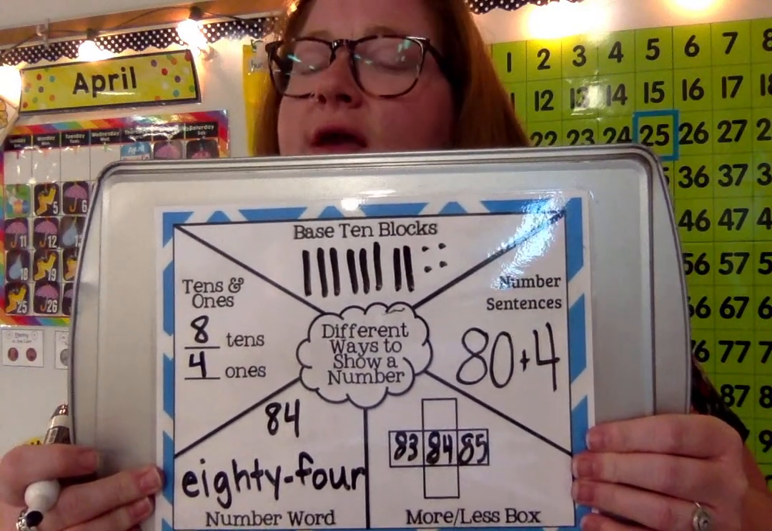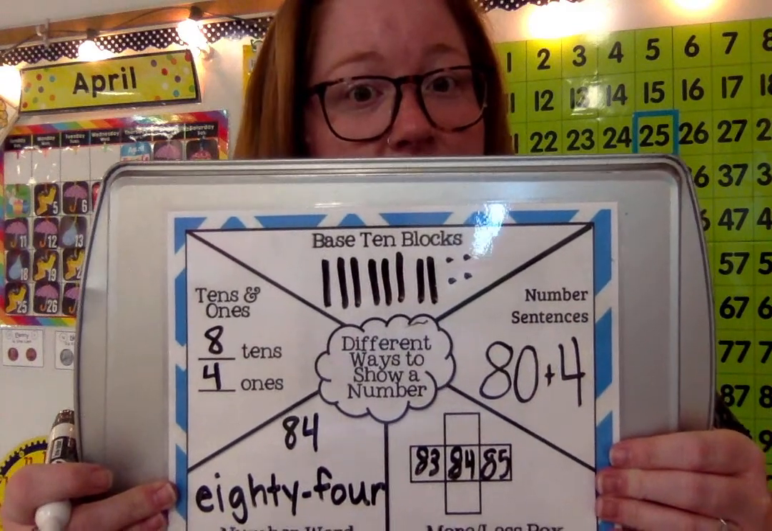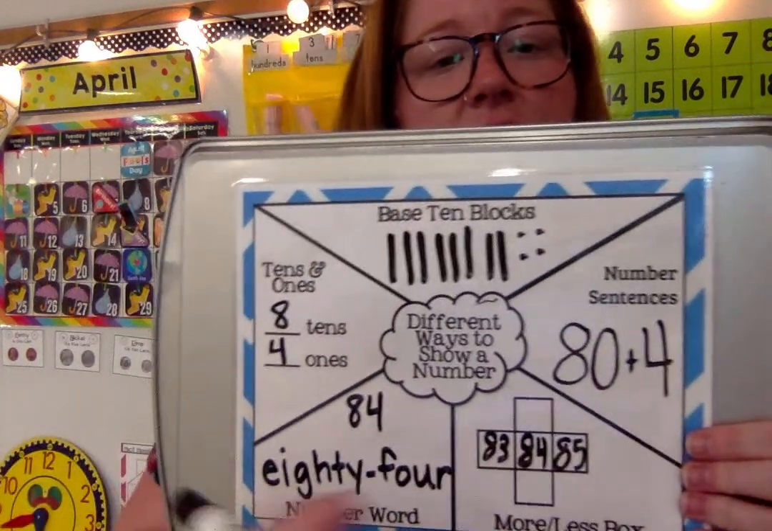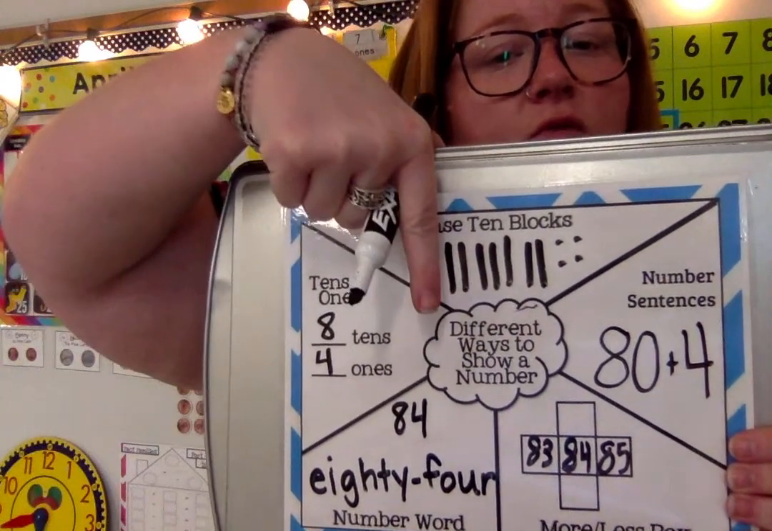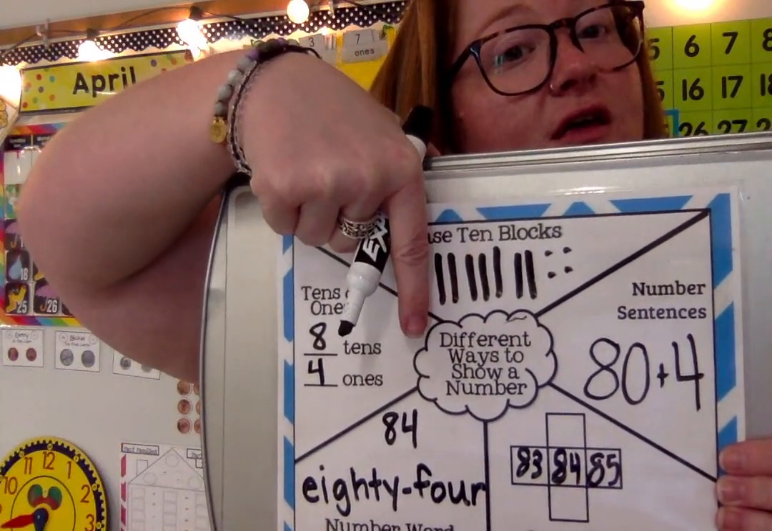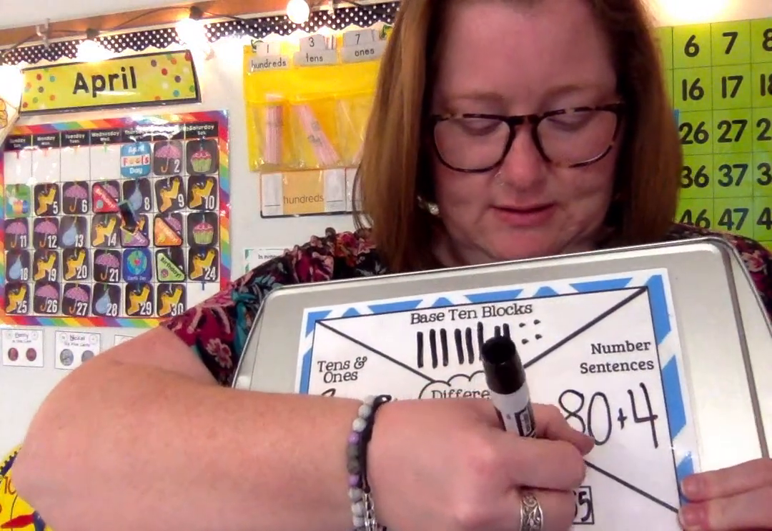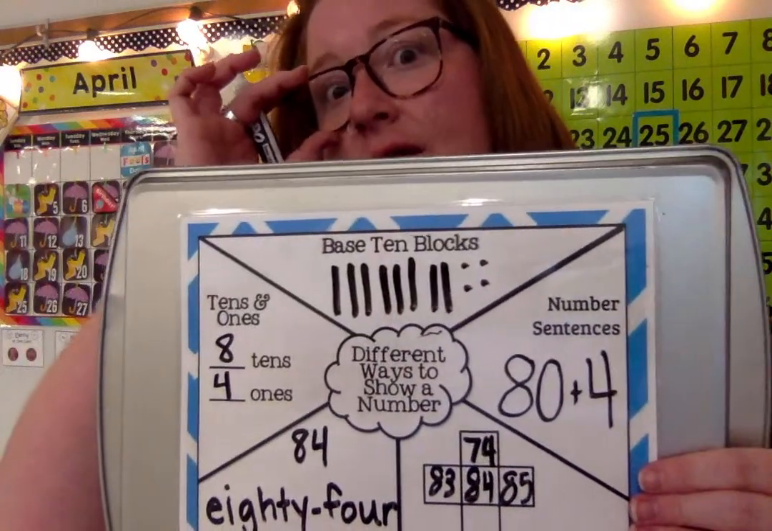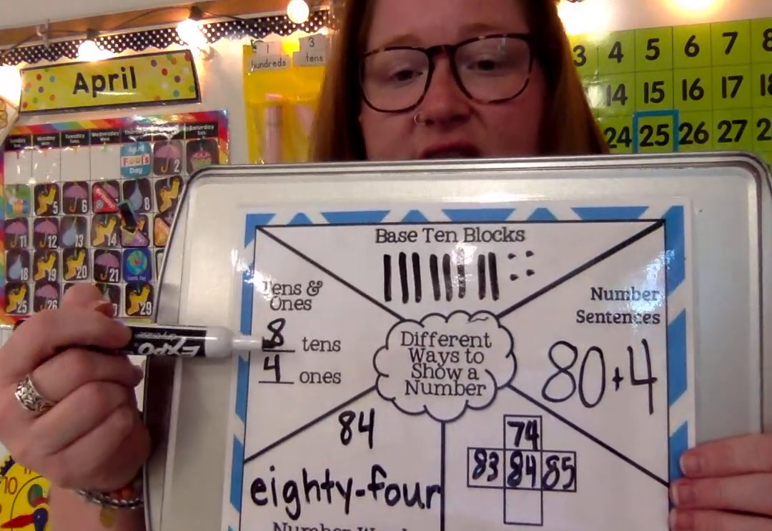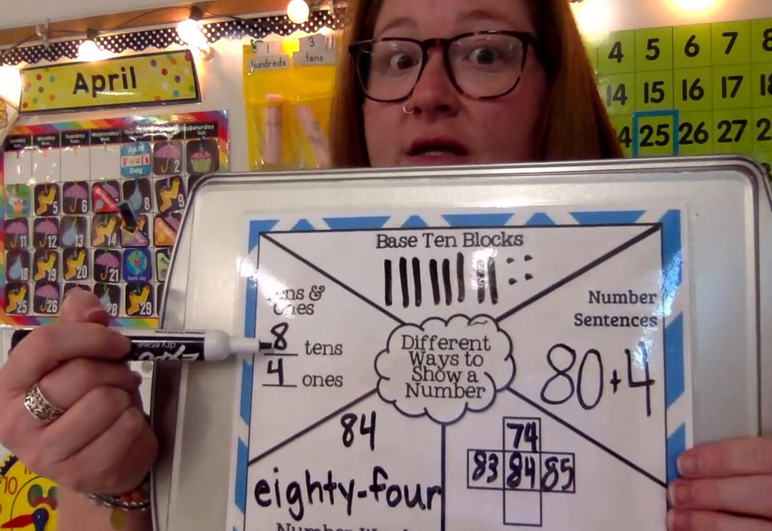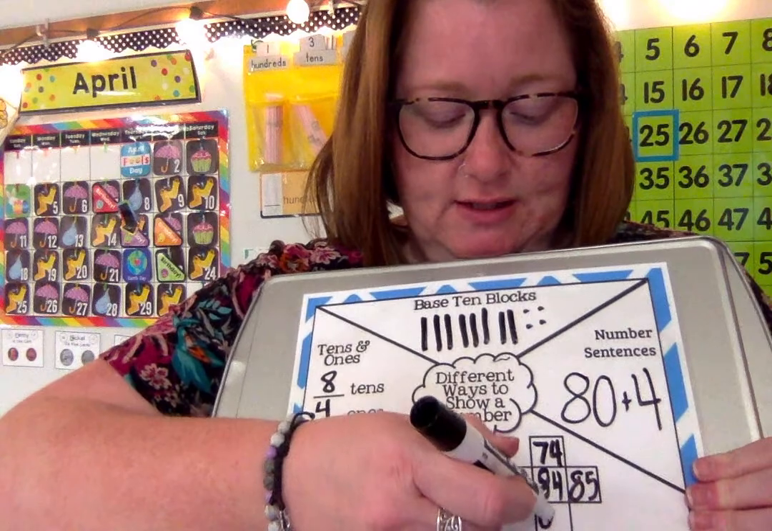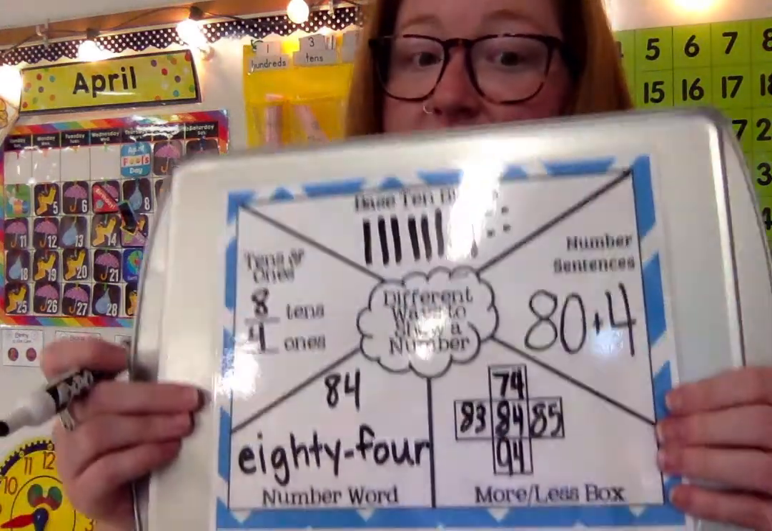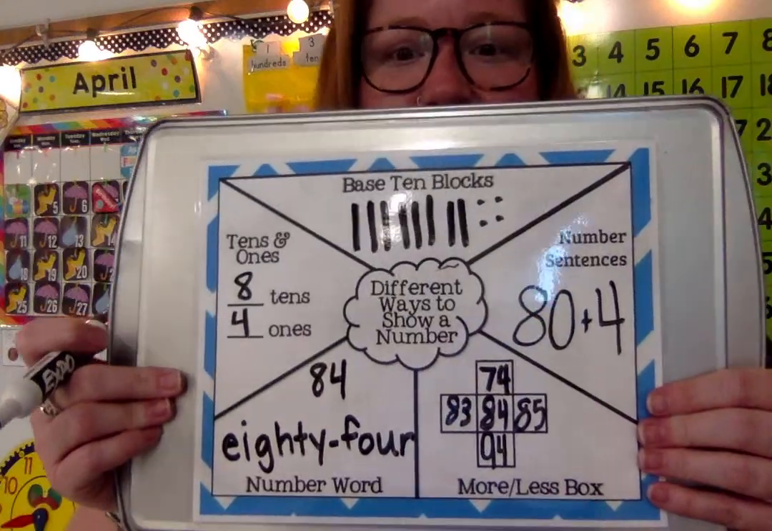Okay, still a little trickier thinking about 10 less. 10 less. I have 8 tens. If 1 ten goes away, then I only have 7 tens. Still 4 ones. 74. Okay, 10 more. I have 8 tens. Another 10 would be 9 tens. I would still have my 4 ones. 94. Very nice. 94. Okay.